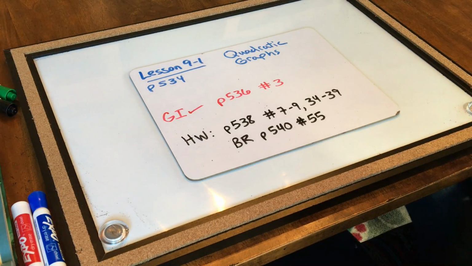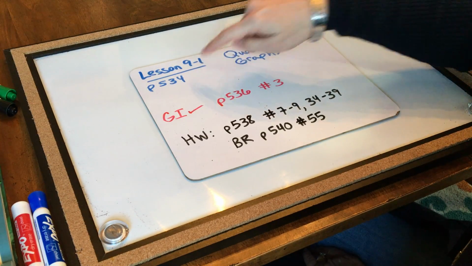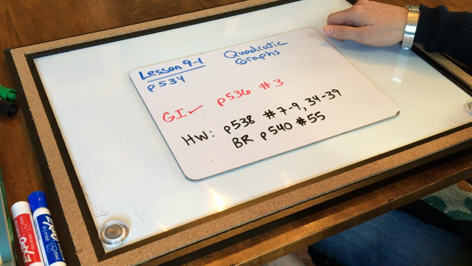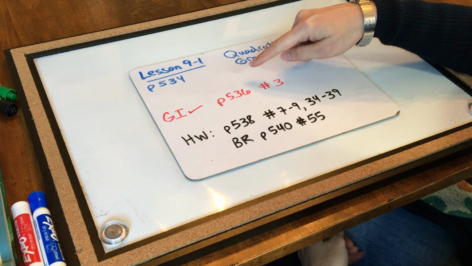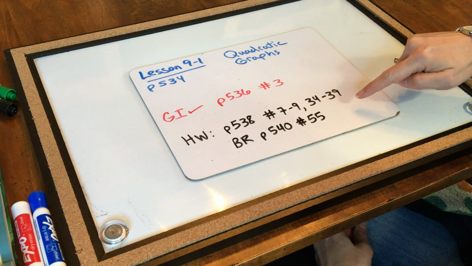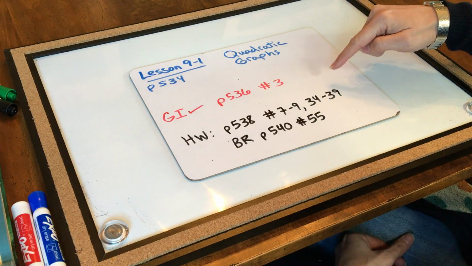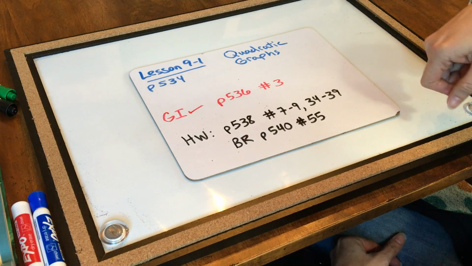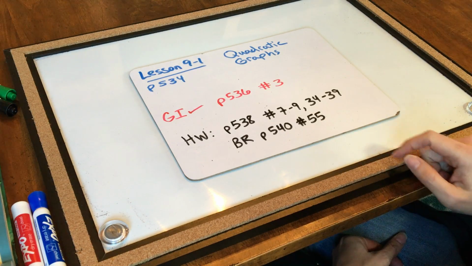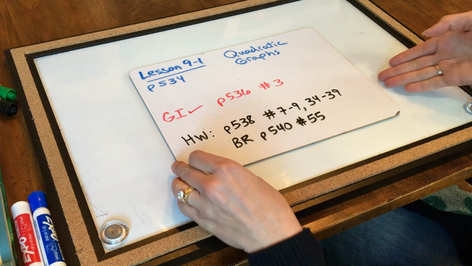Today is our first lesson in Chapter 9, Lesson 9-1, which starts on page 534, and we're going to be looking at quadratic graphs and all of their properties. Our gotta check is going to be page 536, number 3, and our homework for today is going to be page 538, number 7 through 9, and 34 through 39. Our bell ringer is going to be page 540, number 55. So bell ringer in 3 sentences today.